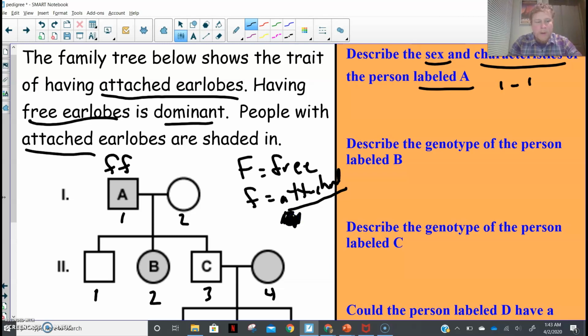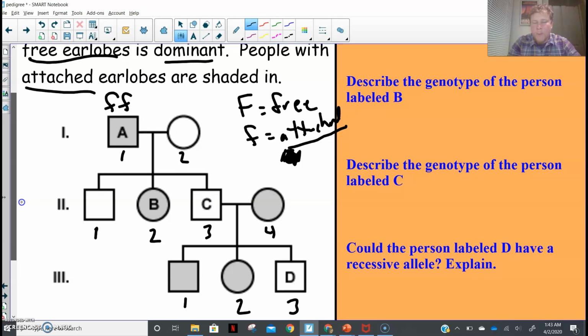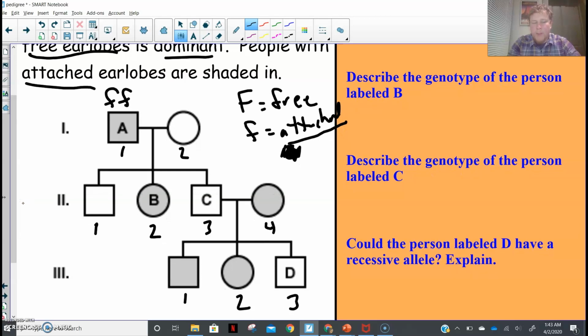Now, the nice thing that we can do is go ahead. Normally, you don't get to just be told what's dominant or recessive, but since we know this is a recessive trait, then all of the other ones that are shaded in are also two little f's. So we can go through and label all of those that are shaded in as little f, little f. Let me change the color here so we can see it a little easier.